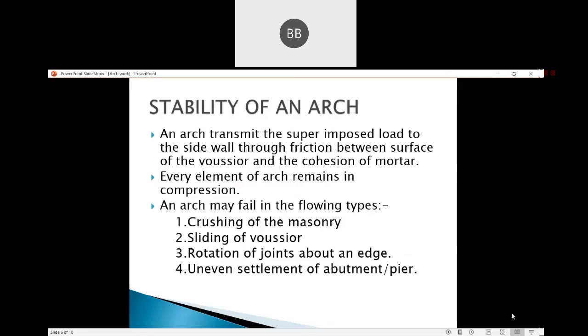Point number 3. An arch may fail in the following ways. Number 1, crushing of the masonry. Number 2, sliding of voussoirs. Number 3, rotation of joints about an edge. Number 4, uneven settlement of abutment or pier. Thank you, ma'am.